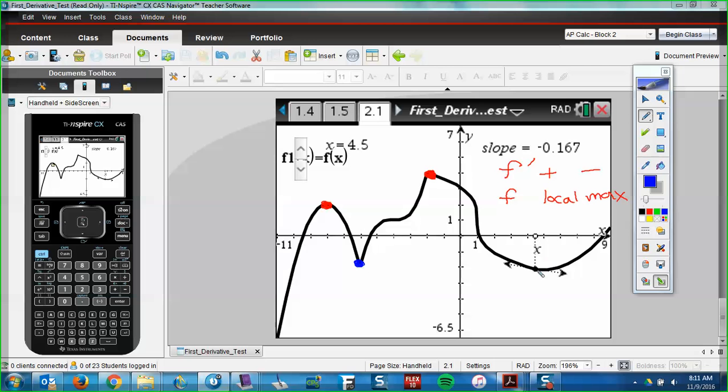Here's a local min. Here's a local min. What happens at local mins? F prime switches from negative to positive. So F has a local min. So that is the other half of the first derivative test.